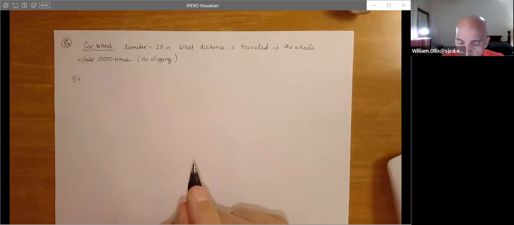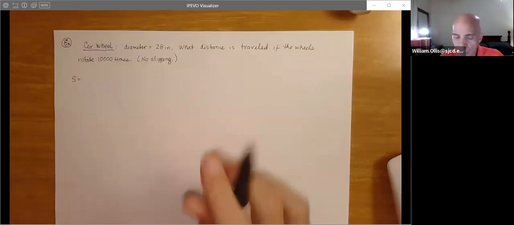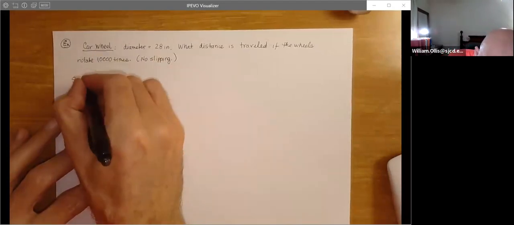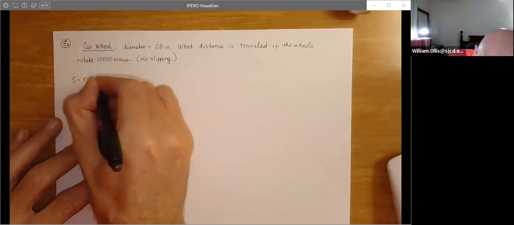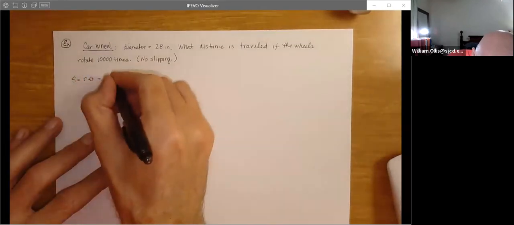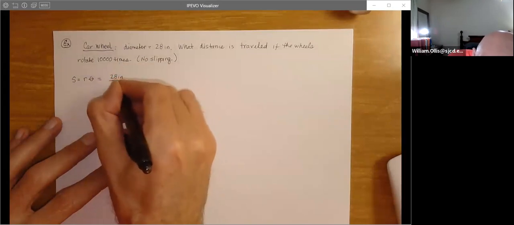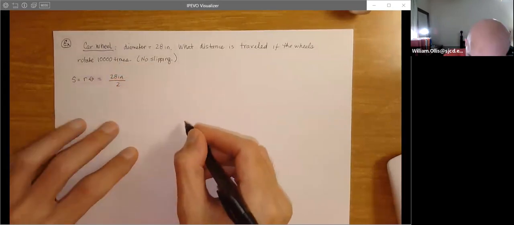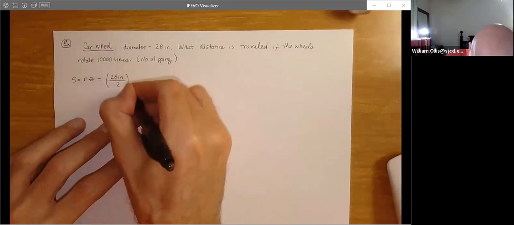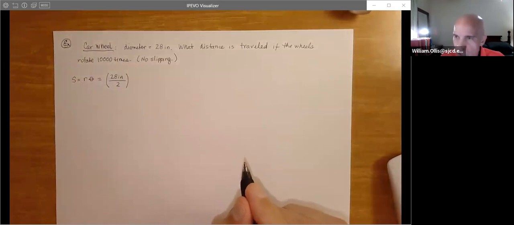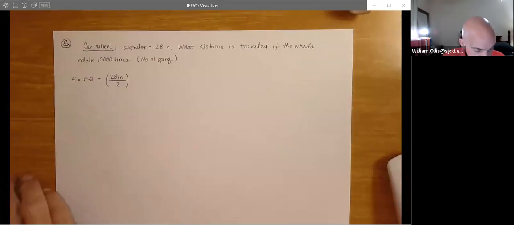Now, what we have to do is think about, okay, R is the easy part. R is 1/2 of the diameter. So we can think R theta. So we have 28 inches divided by 2. That's the radius, okay? So that was the easy part. And now we need theta. So here's what we have. We've got 10,000 revolutions, and we know 2 pi radians per revolution.